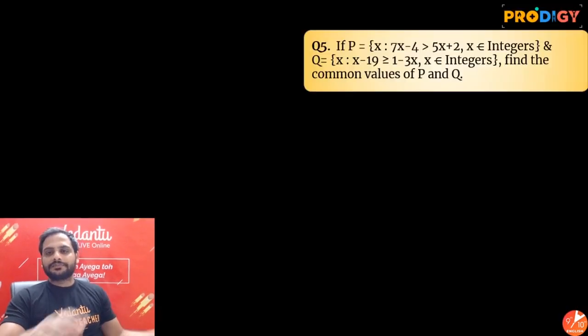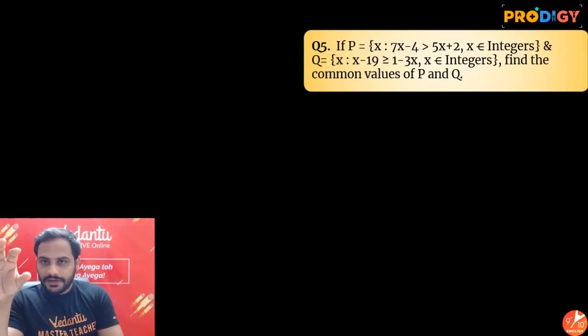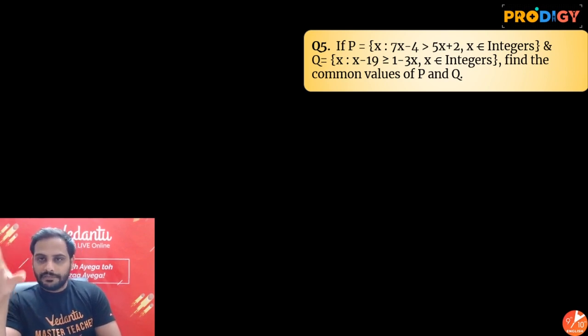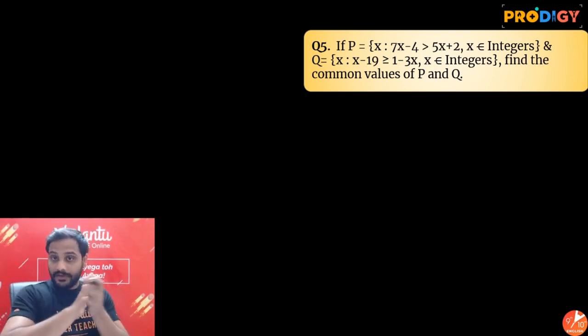Alright, next question. P is one inequality, and Q is another inequality. So the values of x are different for both. Find the common values of P and Q. Very good question. Dekho.